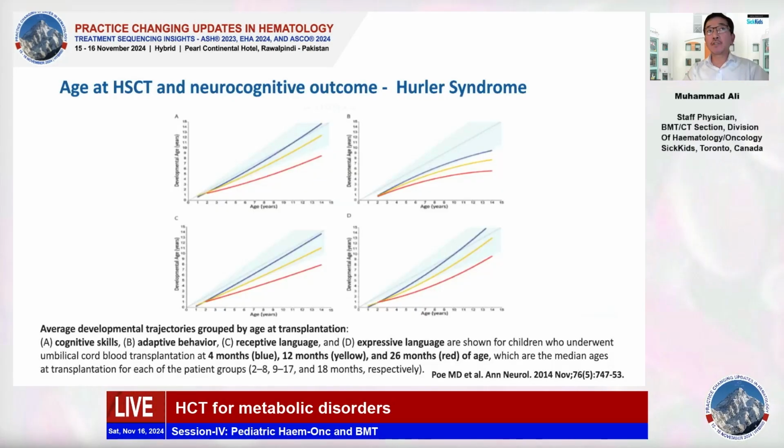And age is also important in terms of neurocognitive outcome for patients with Hurler syndrome. In this diagram, we see three curves: the blue, the yellow, and the red. The blue ones are those who received transplant at a very young age, around 4 months. The yellow around age 12 months, and the red around age 26 months. As we can see, the younger patients, at age 4 months and 12 months, had quite a normal neurocognitive outcome, quite similar to a normal child, while patients who received transplant at an older age, their brain is already significantly damaged by the substrate accumulation, and their neurocognitive outcome was not as good as the younger patients. So again, age at the time of transplant is very important.